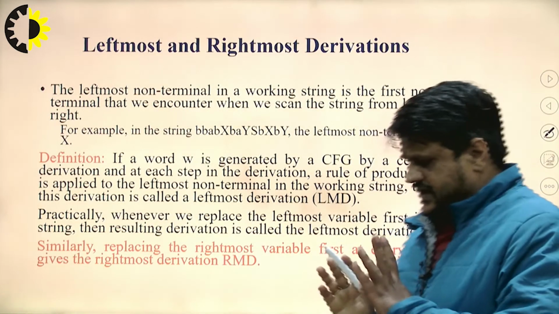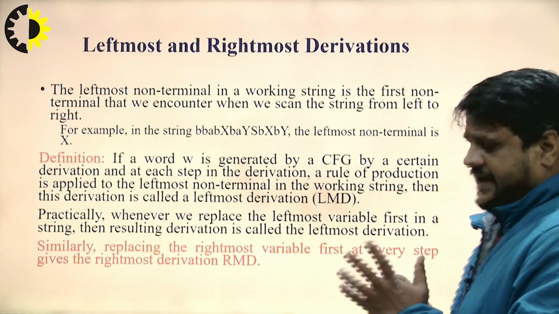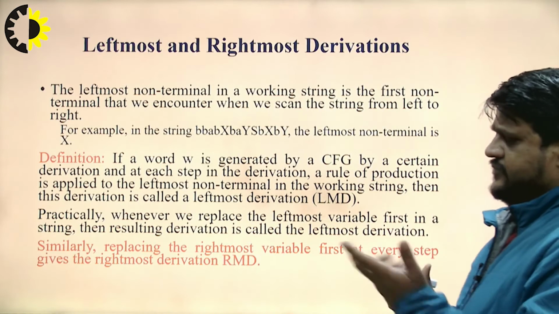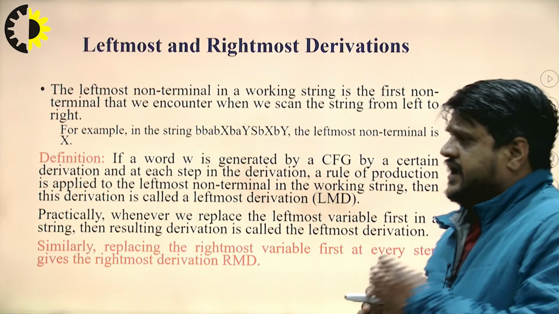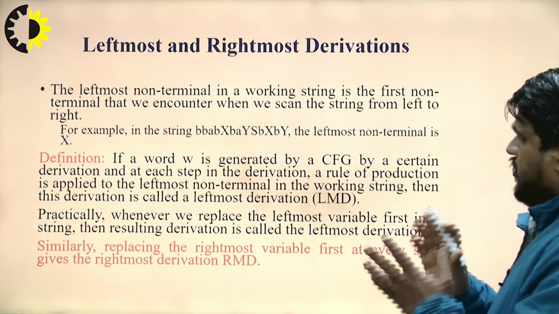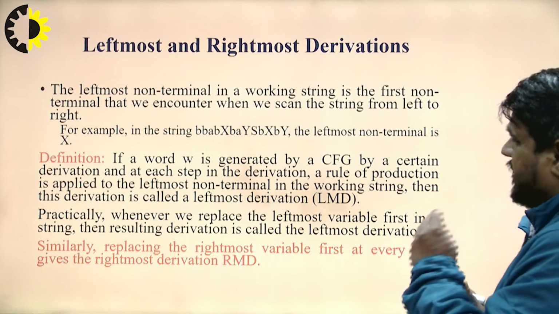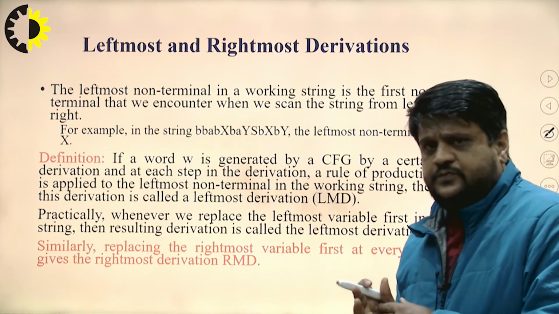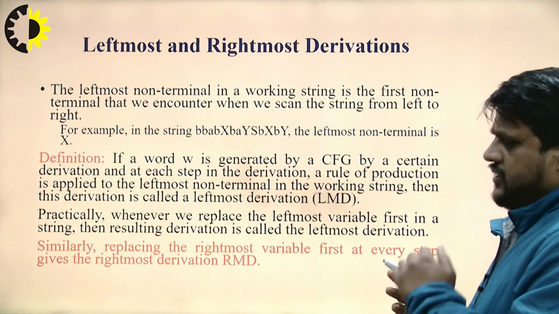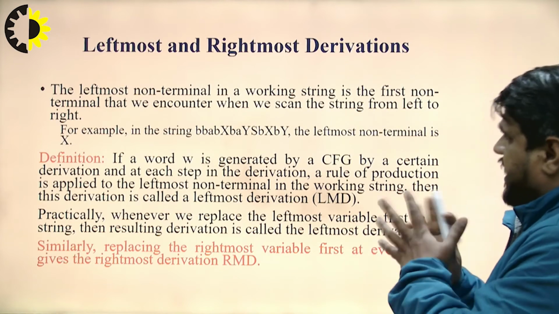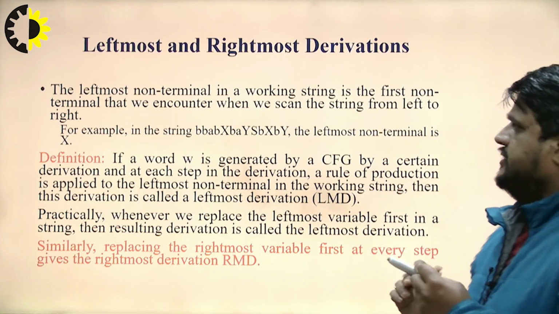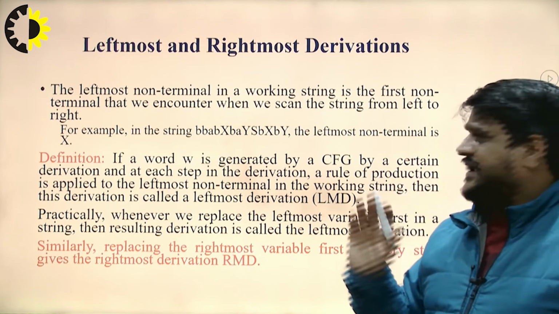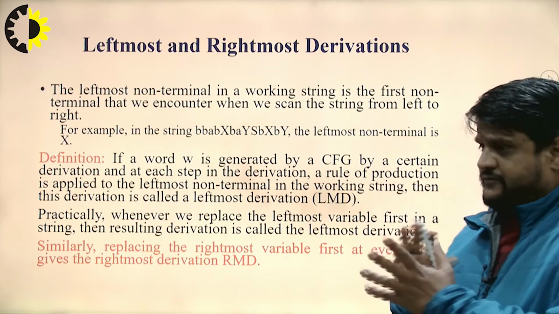Now we will move towards the leftmost derivation and rightmost derivation. Basically, there are two types of derivation possible in the context-free grammar case. The first one is the leftmost derivation and the other one is the rightmost derivation. In leftmost derivation, in order to derive a string of terminals, we replace the extreme left symbol every time in the derivation process. Then the process is called leftmost derivation. In other words, the leftmost non-terminal in a working string is the first non-terminal that we encounter when we scan the string from left to right.